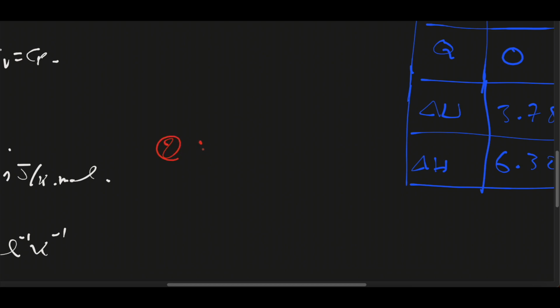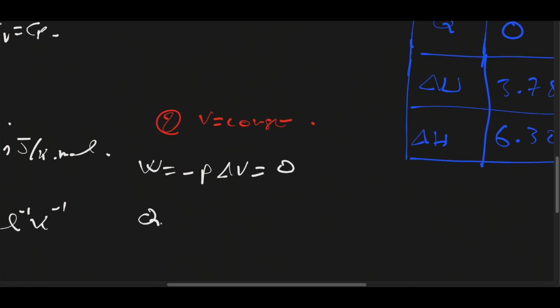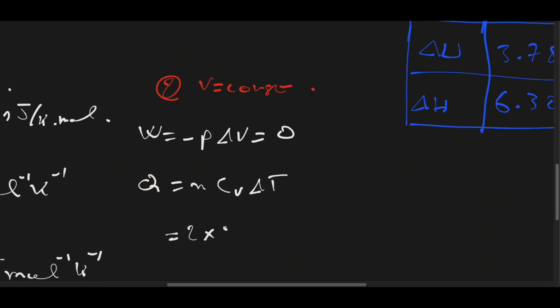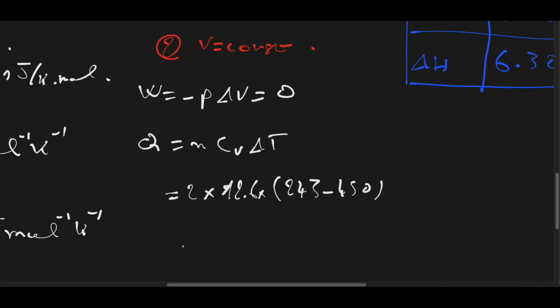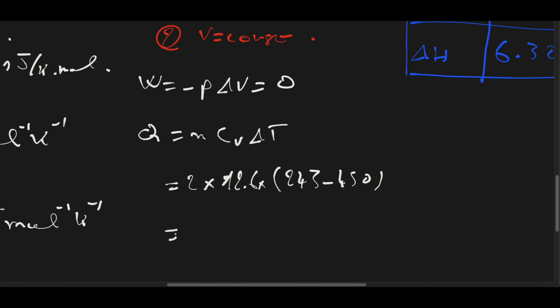Second step, it is isochoric change. In isochoric change, the work is equal to minus P delta V, which is equal to 0. Q is equal to n Cv delta T, which is equal to 12.6 times the temperature change, final temperature 243 minus 450. It will be a negative value, which is equal to minus 5.222 kilojoules.